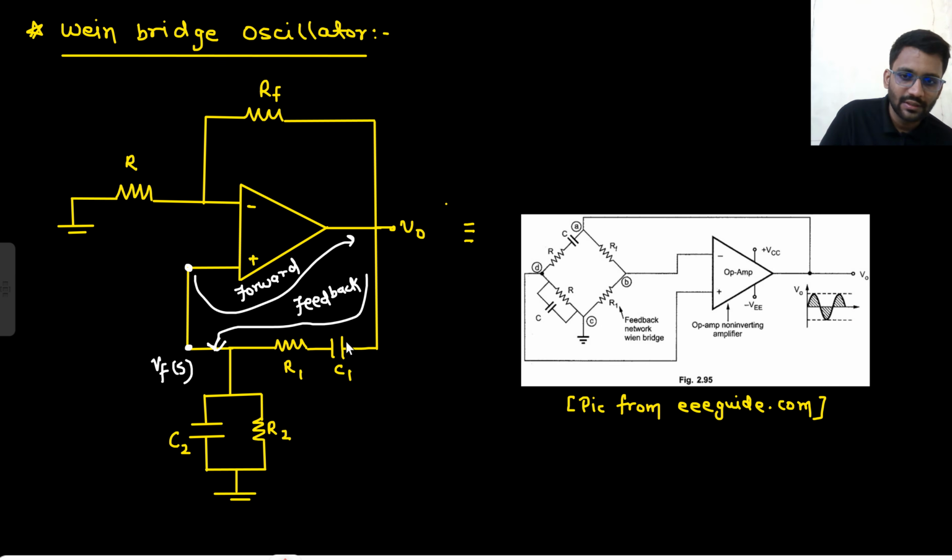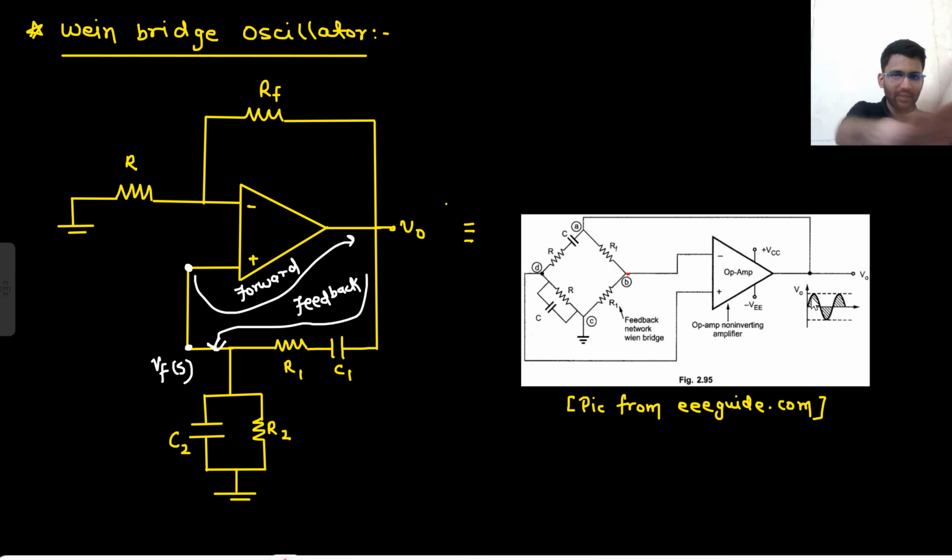From the output node, a C and R series combination is connected. A parallel combination of C and R is connected to RC. One node is going to ground and the other node is going to the positive terminal. The negative terminal is connected to RF. The other node of the negative terminal is connected to R, which is going to ground, and this is your output. A similar kind of circuit is there, exactly the same.